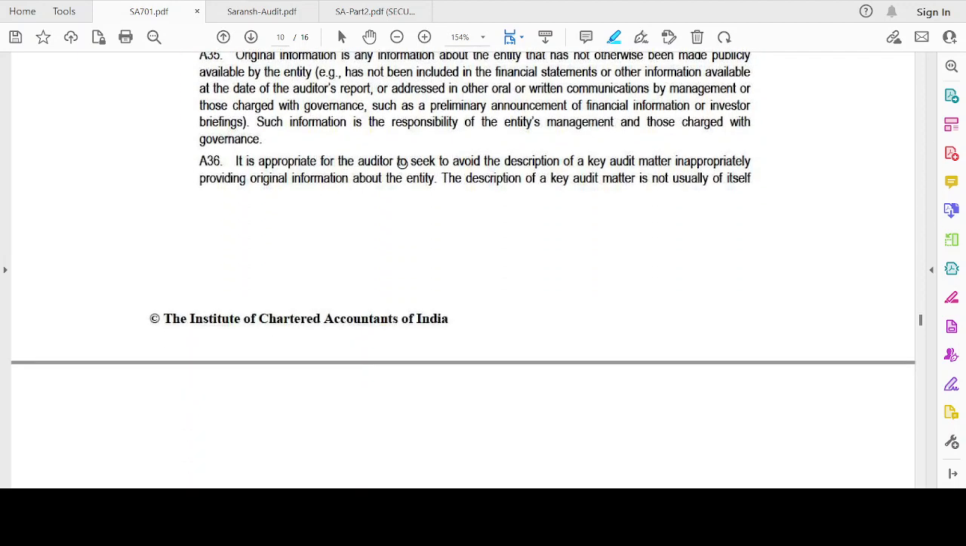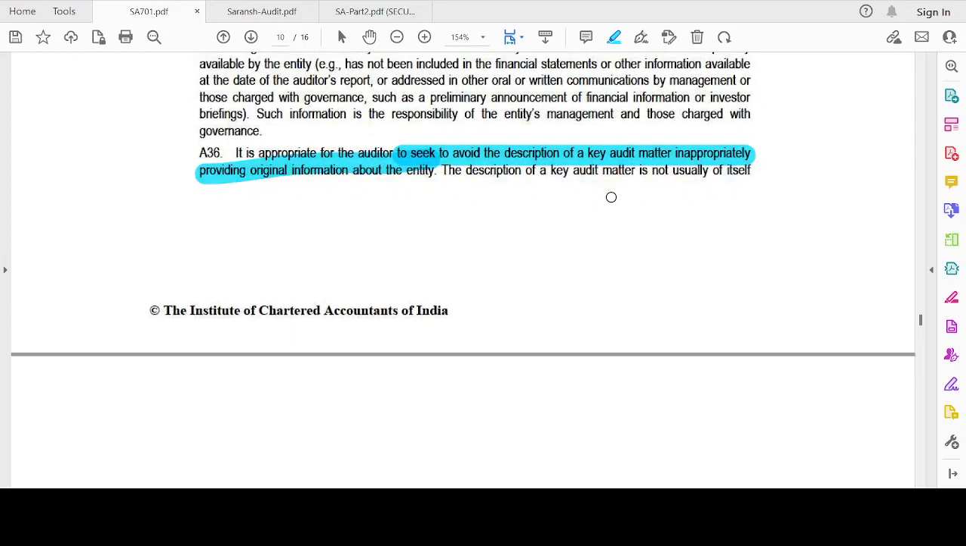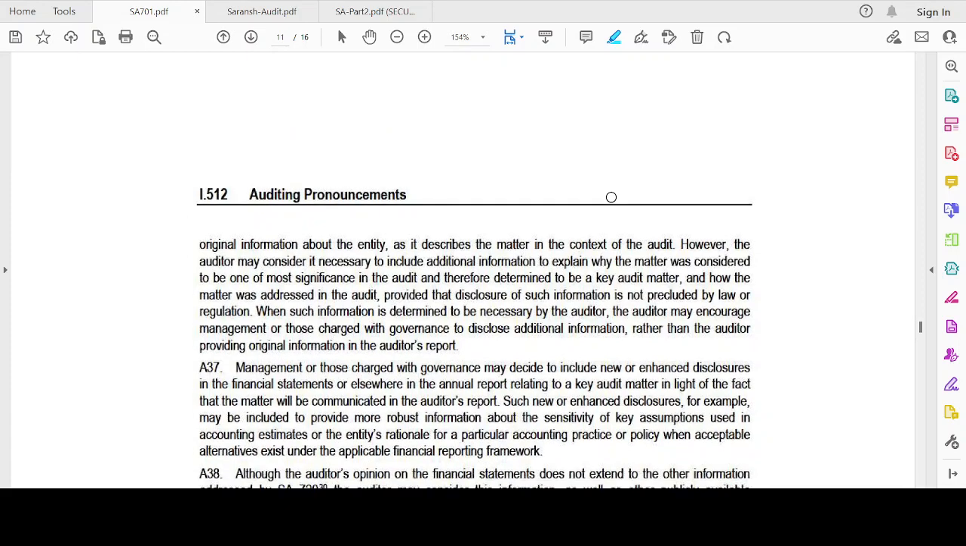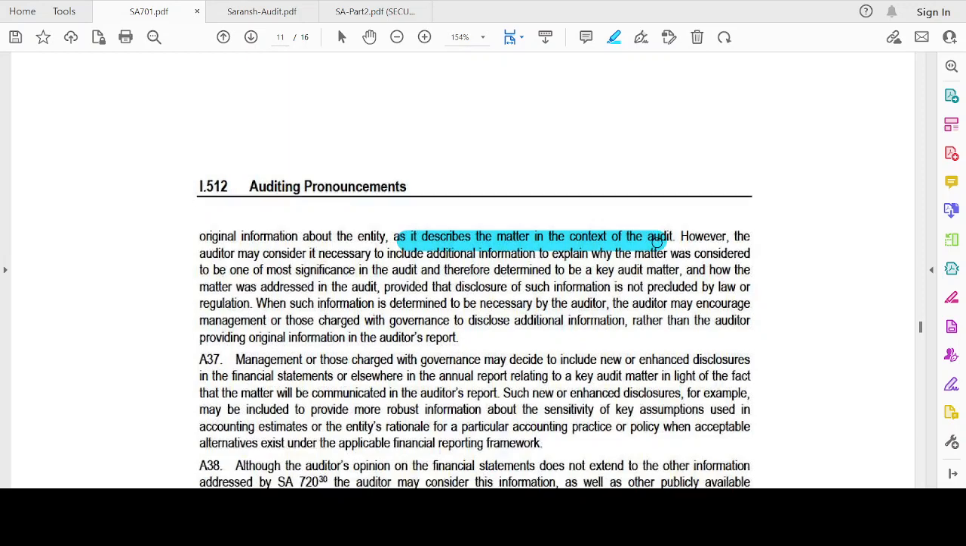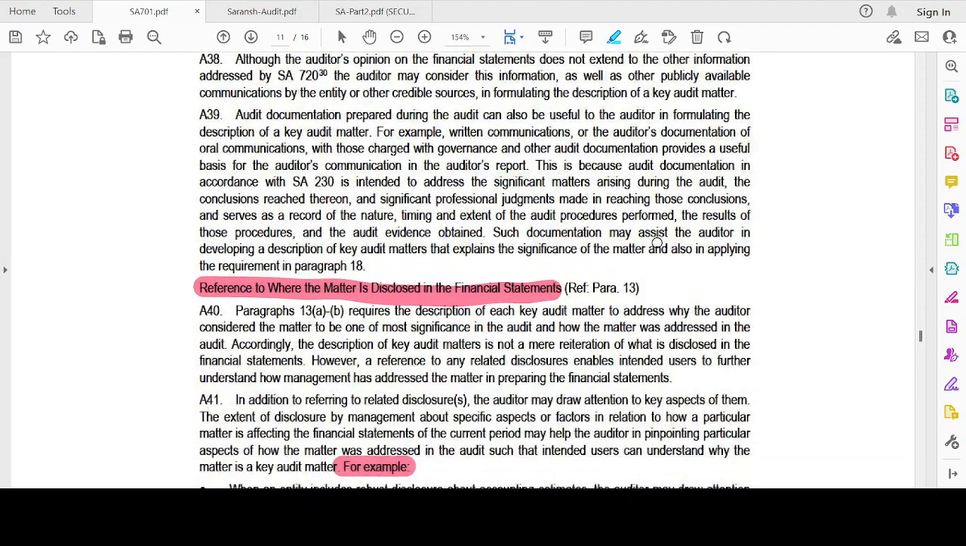It's appropriate for the auditor to avoid a description inappropriately providing original information about the entity. The key audit matter is not usually itself the original information, but it describes the context of the audit. So not the exact original information, but I have to describe how I have applied my audit procedures.